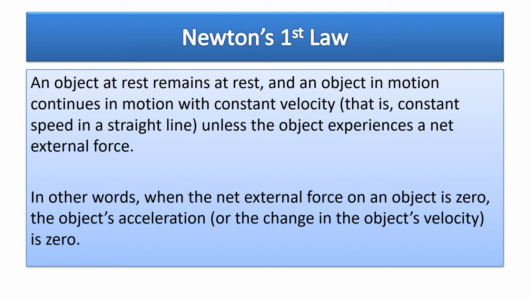Your velocity is constant unless the object experiences a net external force. And if it does experience a net external force, Newton's second law kicks into play. But right now we're saying there's no net force, so the velocity stays constant. And even if that velocity is 0, then it's a constant 0. So it says, in other words, when the net external force on an object is 0, the object's acceleration, or the change in the object's velocity, is equal to 0.